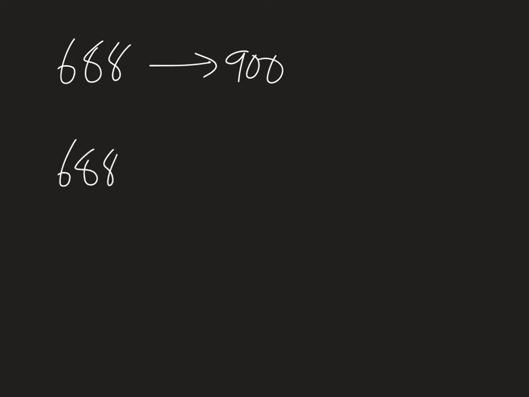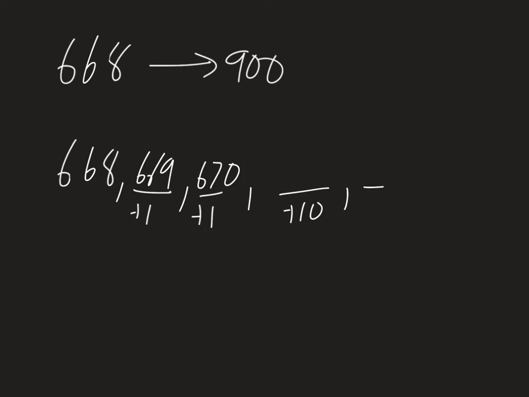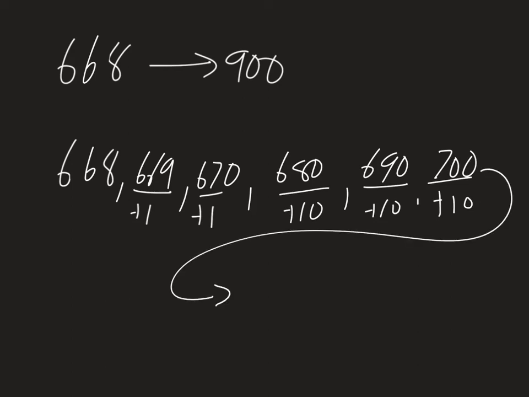So the answer was we need to find a way to count from 668 to 900. Well, to do that, we did 668. Sorry, 668, not 688. My mistake. So we added 1 twice, and we got 669 and then 670. Next, we had to add 10. You count up by tens 3 times. 680, 690, 700. And then we had to count up by 100 twice. 700 turns into 800. 800 goes into 900. And there we go.